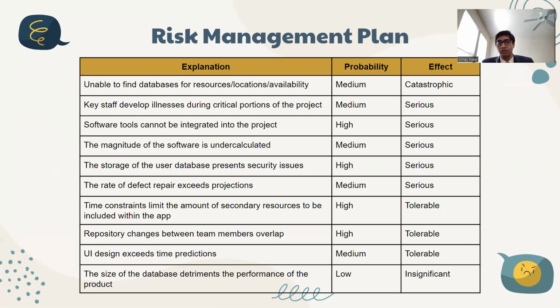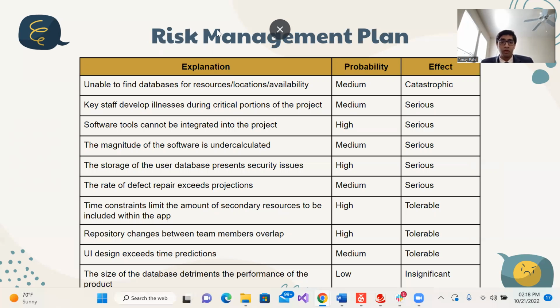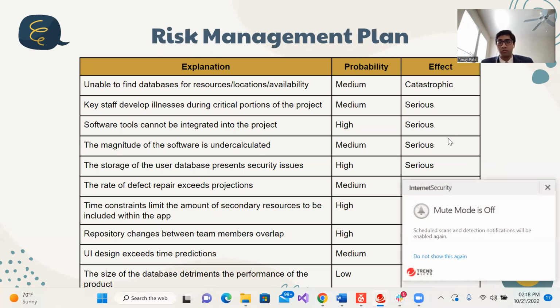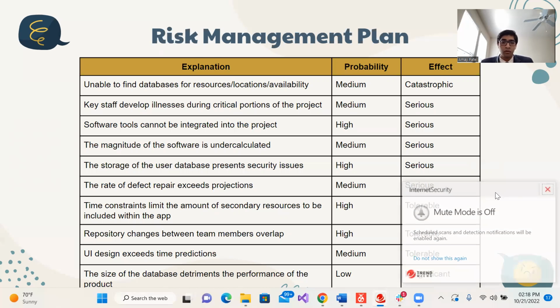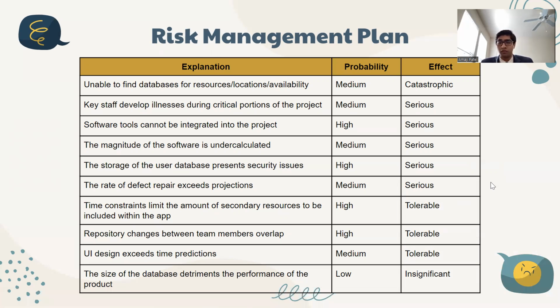So by far the most concerning scenario we came across was the inability to find databases for resources, location, and availability for food banks, shelters, etc. This would require a massive restructure of the actual web application, and we would have to shift over our goals. Some other potential scenarios that could have serious effects on the development of the project would be the software tools not being able to be integrated into the project, as we would have to find alternatives to that, or the storage of the user base presenting security issues, which means that we don't want to compromise the user's sensitive information.